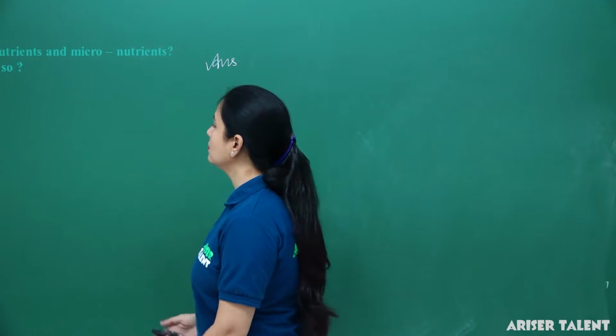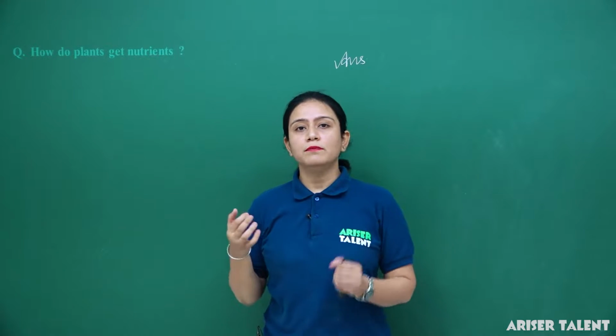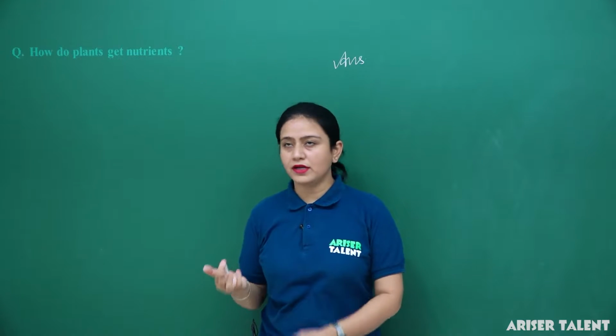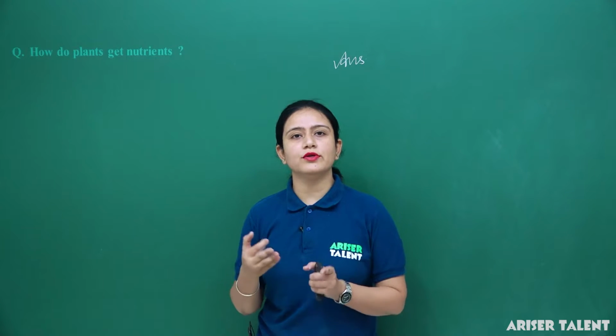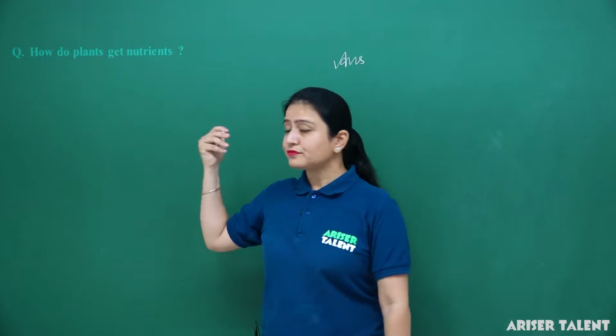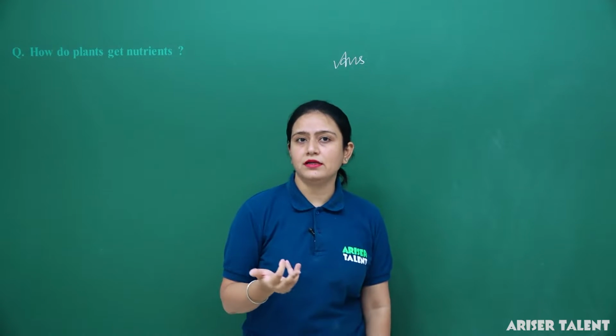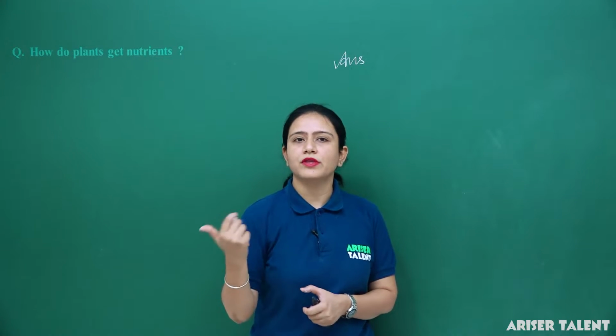Next is, how do plants get nutrients? As we all know, nutrients are required by the plants also, and they get nutrients from the air, water and soil. Some nutrients are present in the air like carbon and oxygen. The rest, 13 elements, they get from the soil itself, and they get hydrogen from the water.